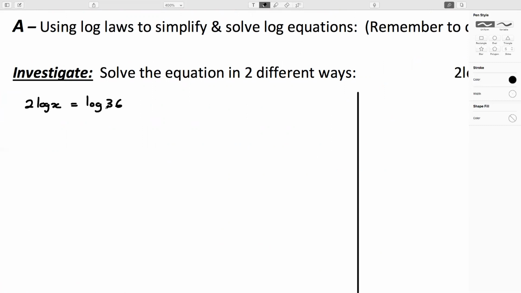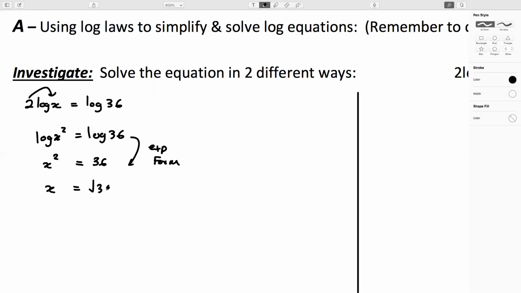Okay, I'm going to then move the 2 up into my exponent. So I'm going to rewrite the left as log of x squared equals log of 36. And now I'm going to convert into exponential form. Basically, I can say that x squared equals 36. I take the square root of both sides. x equals the square root of 36. And I'm left with x equals plus or minus 6.